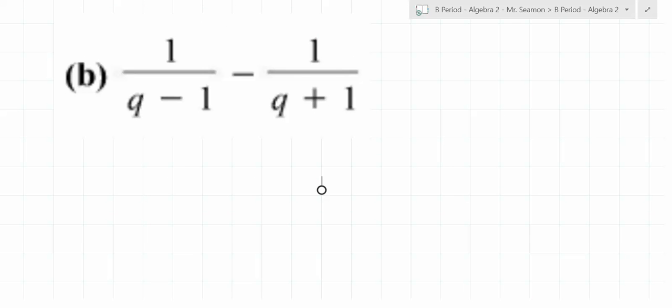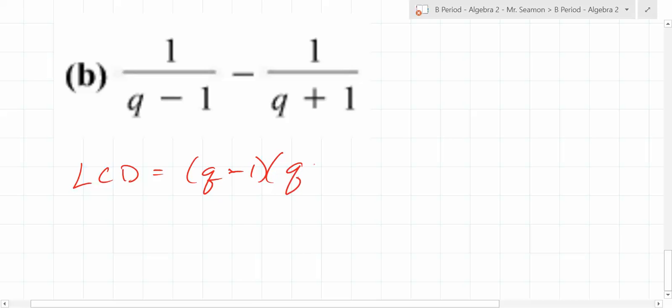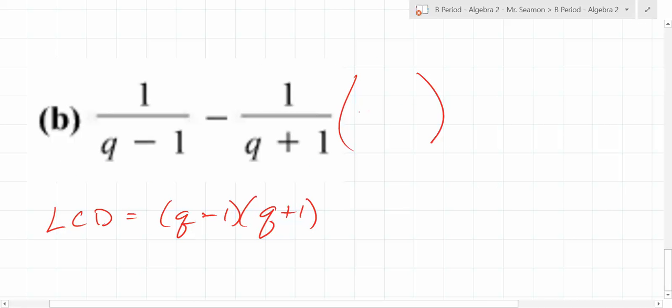Well, I'll rephrase it for you. Let's say I had 1 over a minus 1 over b. What would the least common denominator be? A times b, exactly. So can someone tell me what the least common denominator is going to be for this one? Q minus 1 times q plus 1. Exactly. So what do you have to multiply q plus 1 by to get it?